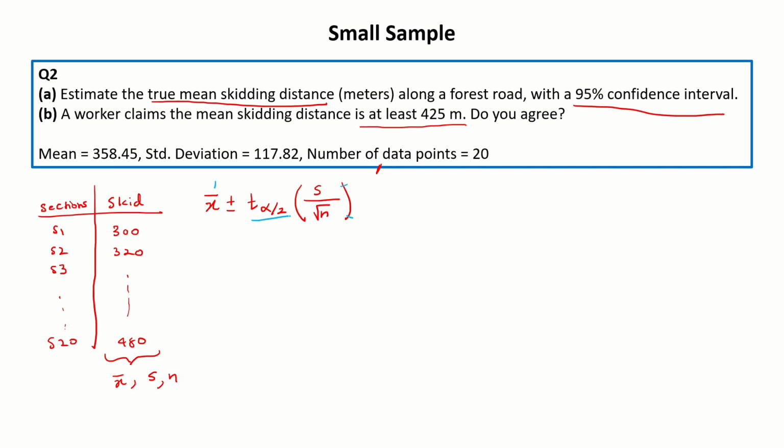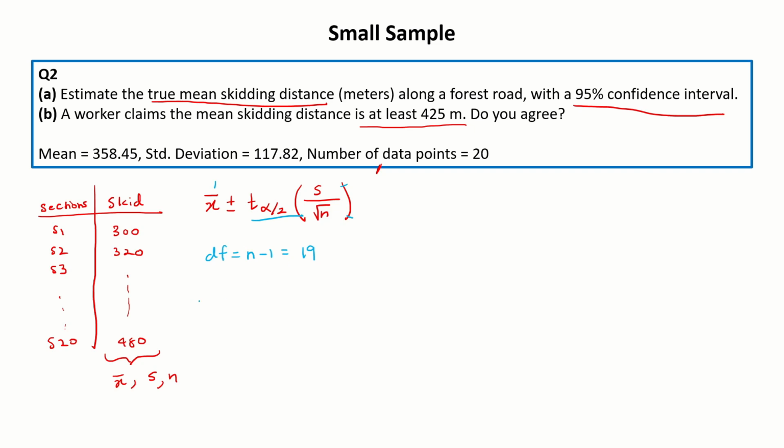All we need to find is t alpha over 2. In finding t alpha over 2, you would need the t table, which you can find online, but I have a copy of it saved, so I'll be using that. The first thing you'll need is to calculate the degrees of freedom, which is n minus 1, which is 20 minus 1, and that's 19 in this case.